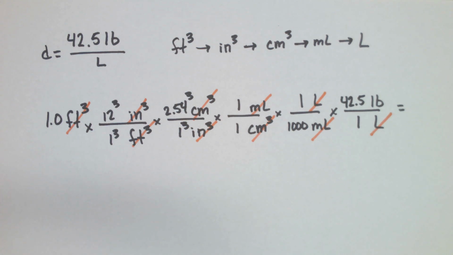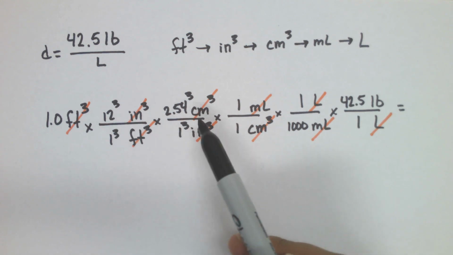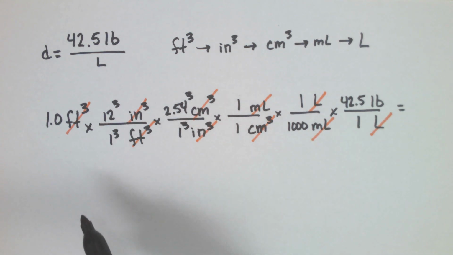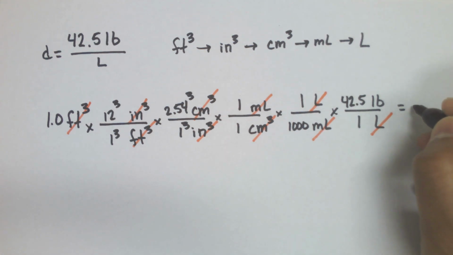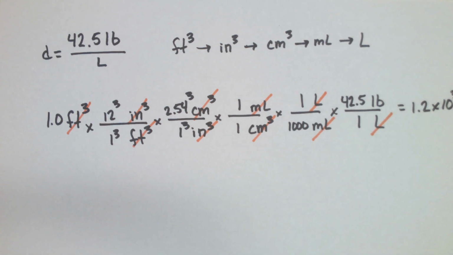So we'll plug this into the calculator. Just be mindful of the cubes. This 12 is cubed. The 2.54, that's cubed. And the answer we get here to two significant figures is 1.2 times 10 raised to the 3 pounds.